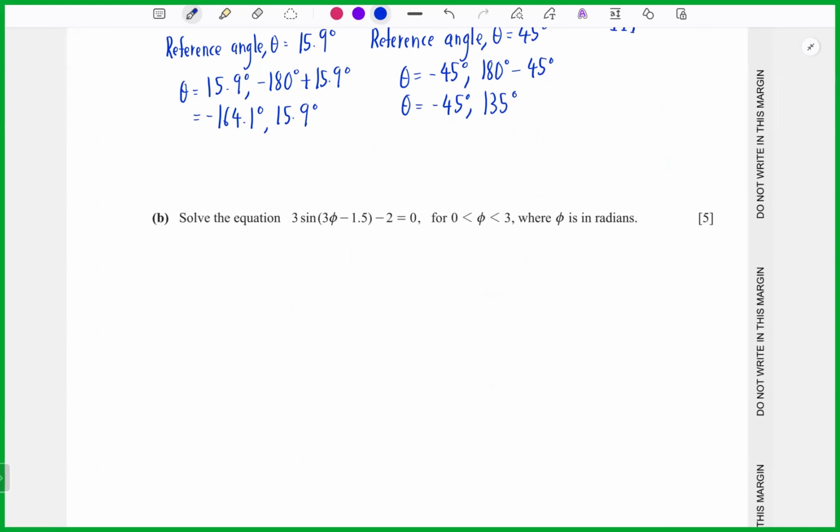Solve the equation 3 sin(3 theta minus 1.5) minus 2 equals 0, for theta between 0 and 3, where the angle is in radians. Okay, so you can try to solve. Minus 2 equals 0. So you can write here sine of (3 theta minus 1.5) equals 2 over 3. So now you can try to find the reference angle.